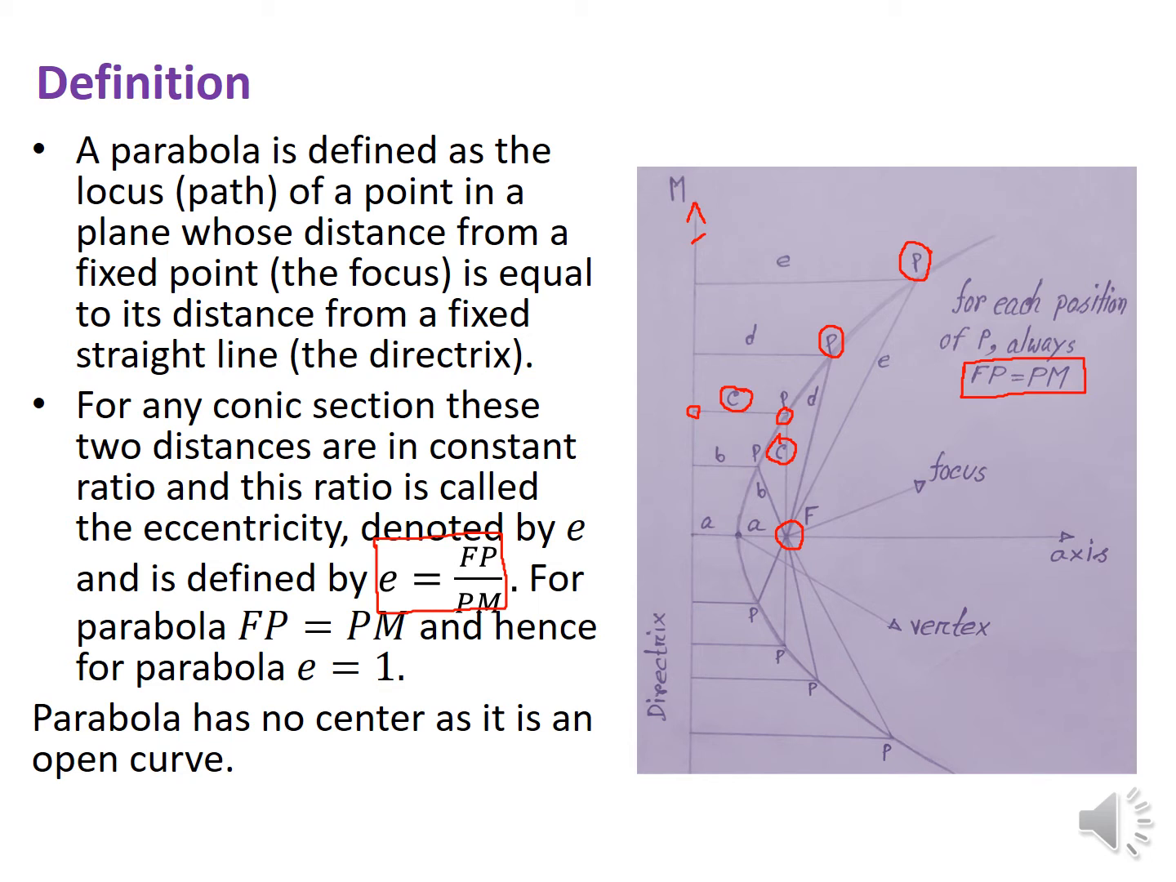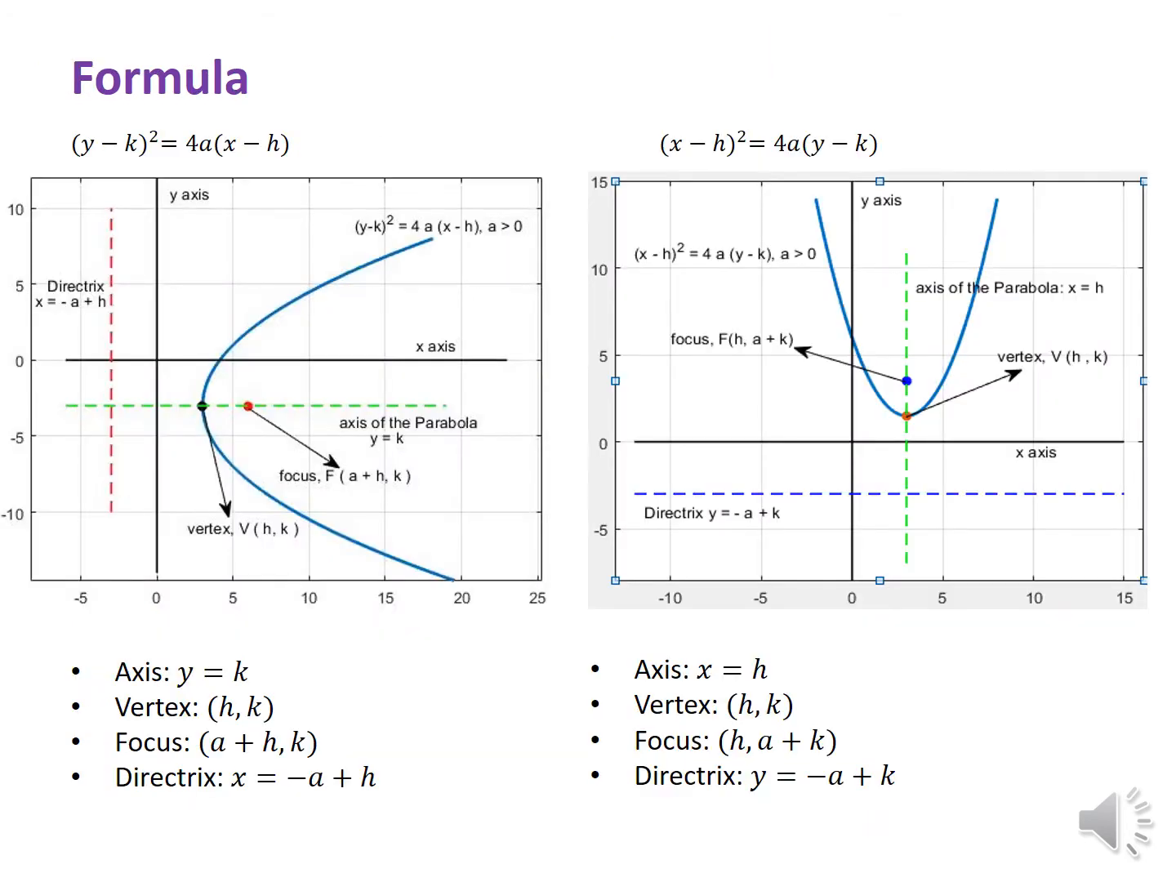Another thing, a parabola is an open curve, so it has no center. So what is an open curve or a closed curve? For example, we can take a circle. A circle is a closed curve, but a parabola, a shape like this, is an open curve because it is not joined altogether. Okay, so a parabola is an open curve and hence it has no center.